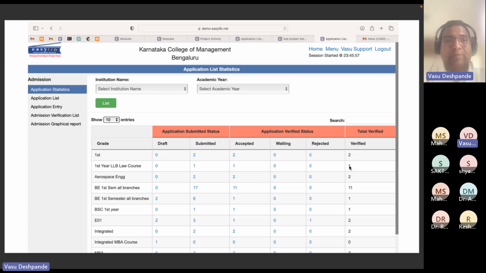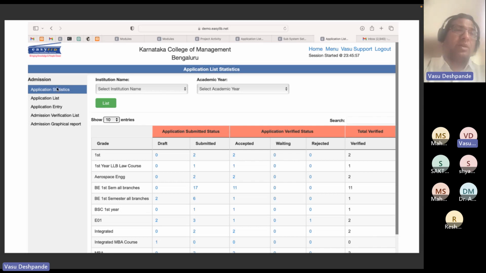So this is a dashboard that tells you across your institutions, across your society, okay, what is the grade? First year LLB law course. How many people submitted? How many are accepted? How many waiting, rejected, verified? You get a complete picture across all your courses and all years that you have got in your society.